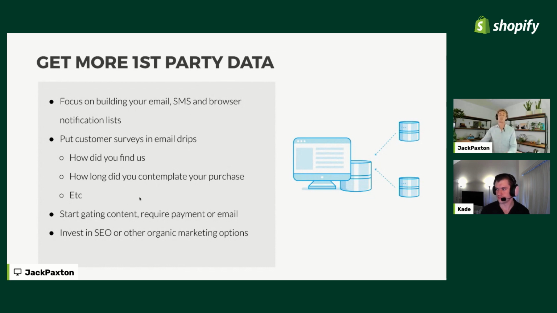The other thing that I'm really suggesting brands do is start surveying all your customers and start using coupon codes for, let's say, Facebook or Google or YouTube. Really try and get multiple data points on where people are coming from, how they're finding you, what they like about your brand, what they don't like about your brand, how long did they contemplate the purchase.